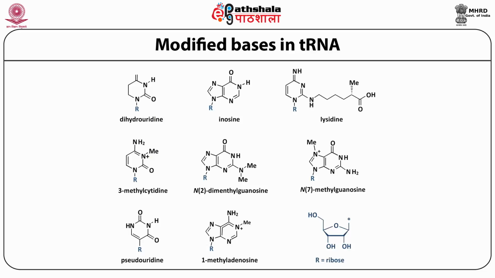For example, we show 3-methylcytidine. In this case, at the third nitrogen, which is normally involved for hydrogen bonding, we have methyl group attached. Pseudouridine, and in the case of pseudouridine, it is the CH which is really involved in connecting with the sugar group. There are several other modifications like N7-methylguanosine, lysidine, and so on.